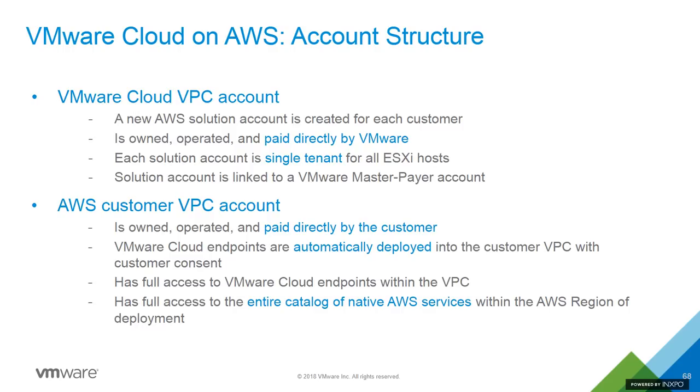All right, so as far as the account structure is concerned here, there are two different AWS accounts in play when you deploy an SDDC. The first one is the VMware Cloud VPC account. When you deploy an SDDC, that's going into a VPC owned by VMware. We take care of that. We run everything in there, but we give you access to vCenter, which is all you really need there. The second VPC is your own VPC, and that's the one that you associate on deployment of the SDDC that allows your SDDC or your virtual machines to communicate with AWS services that you have running in your own AWS account.